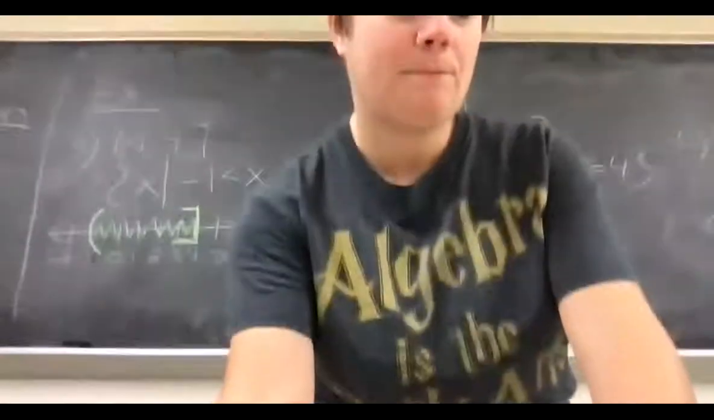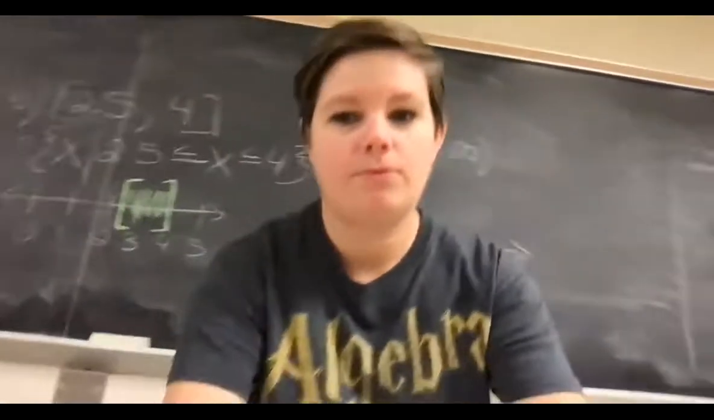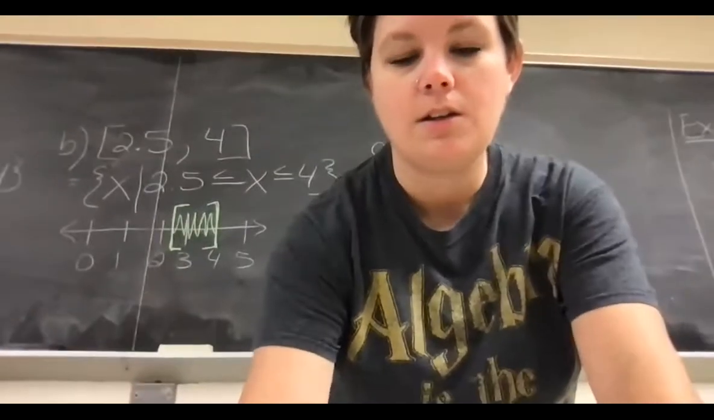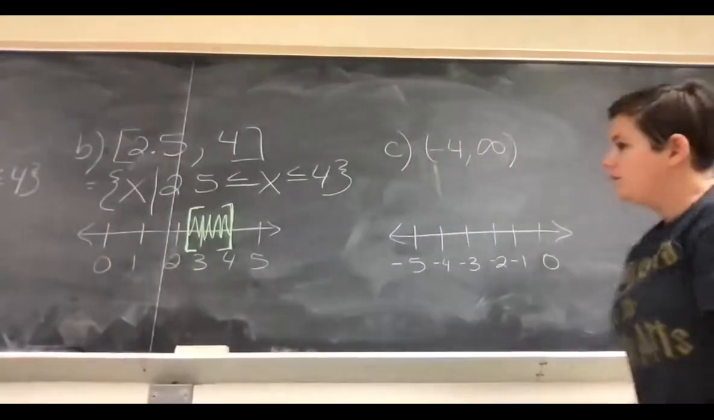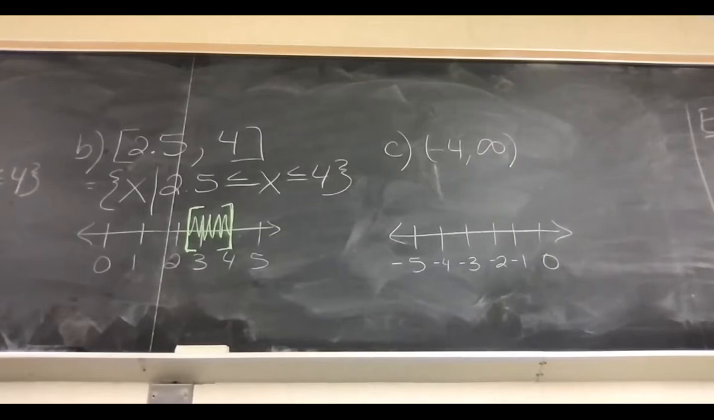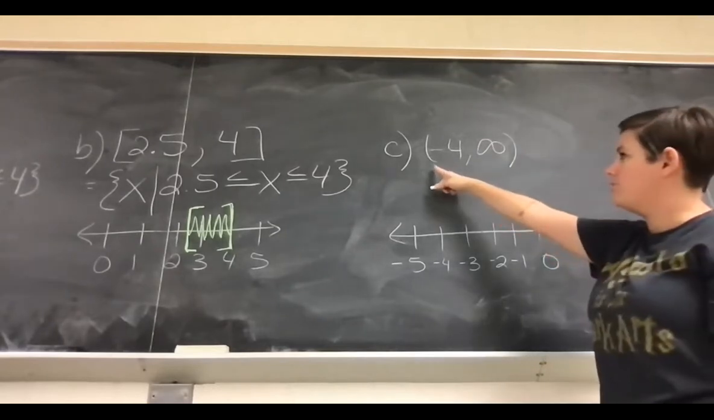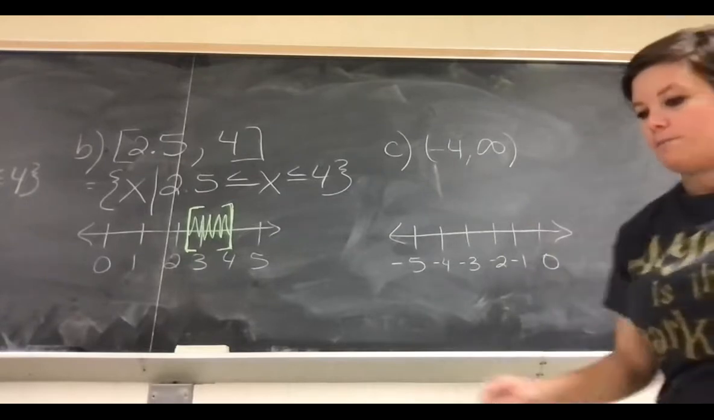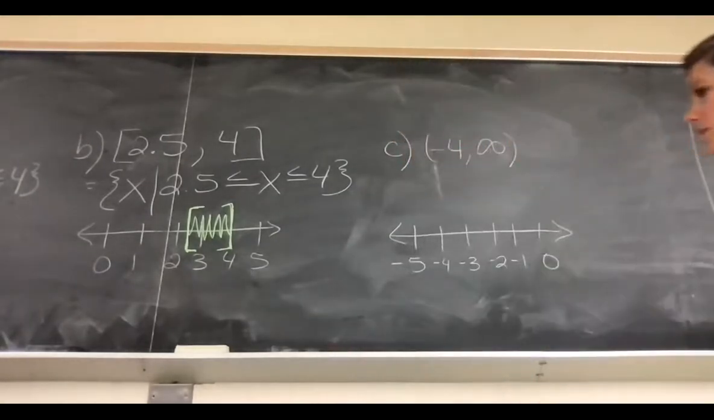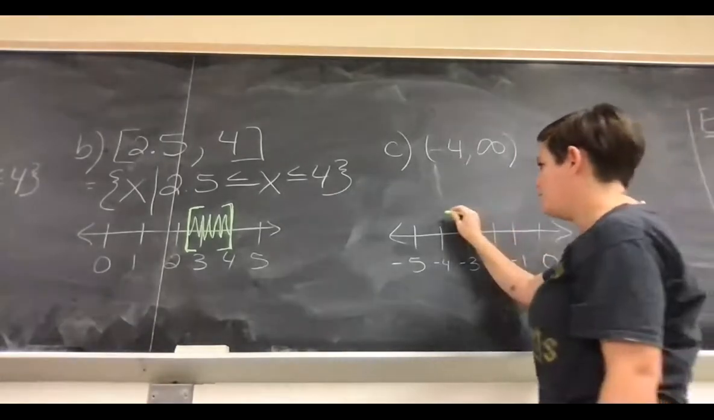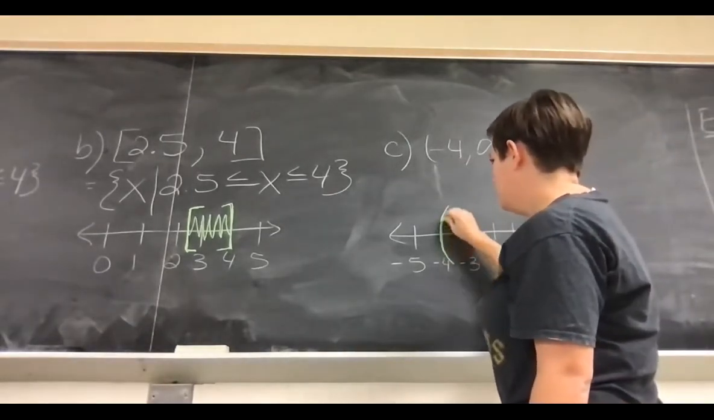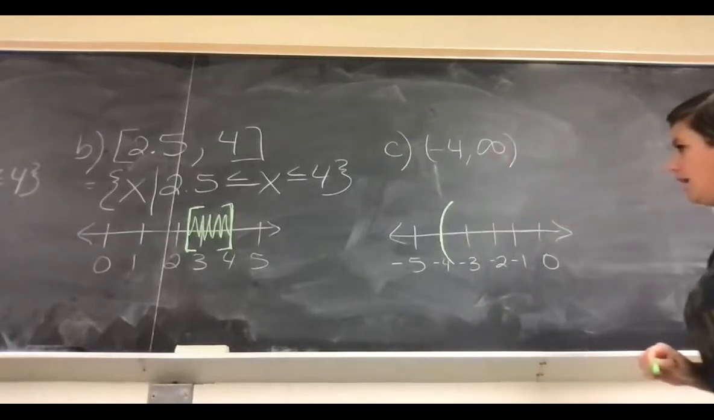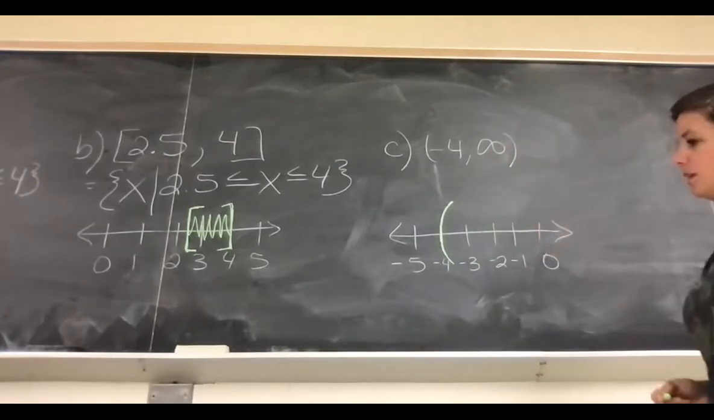Let's try one more. Okay, this one says we have parentheses -4 all the way up to positive infinity. So the low end of our set is -4, but we're not including that because it's a parenthesis. And then it goes all the way to positive infinity.